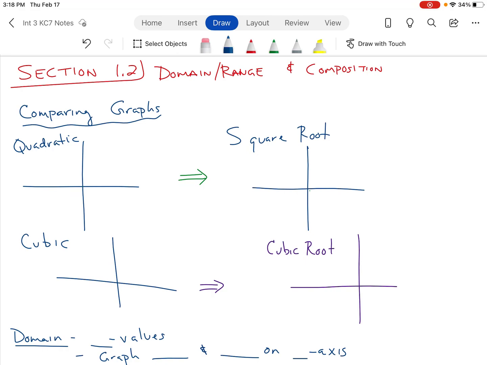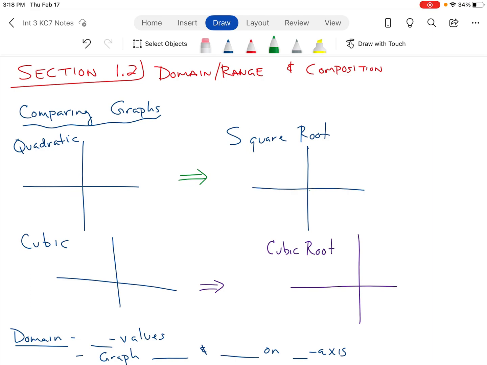Now, domain and range should be a review for us, but compositions can get a little tricky and confusing. Okay, so let's go over our graphs first for domain and range. So we've already done quadratic functions. We did it in the beginning of the year throughout first semester, right?